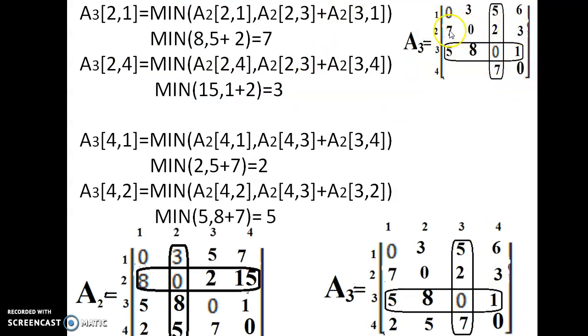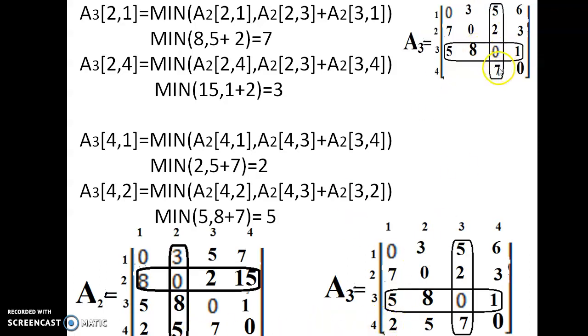So the values 7 and 3 came here because 5 plus 2 is less when compared to the existing value 8. And in the last row, for finding out the last row, already the values 2 and 5 are present here. So 5 plus 7 is 12. 12 is greater when compared to the 2. So 2 is left out like this.